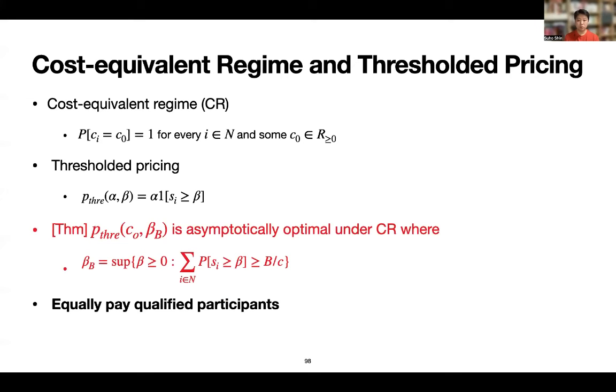This means that one should equally pay every qualified participant under the cost equivalent regime, and this is very intuitive since we only need to control the quality of participants as all the cost remains the same.